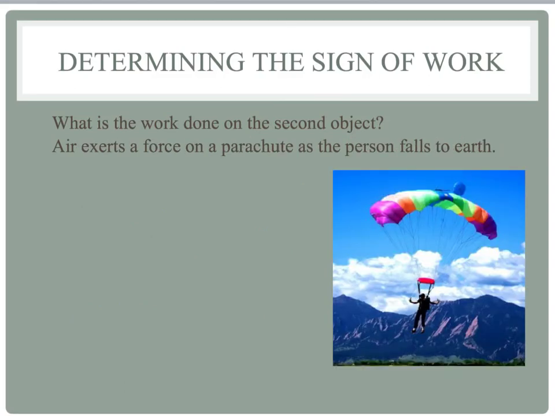We're going to look at one more example now, and I want you to think for a minute and see if you can figure out what direction things are going. The air is exerting a force on the parachute as a person falls towards the earth. Just pause here for a minute and think about it and see if you can figure out which directions things are.